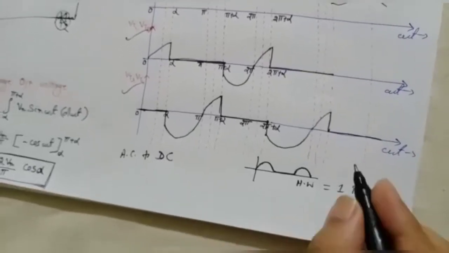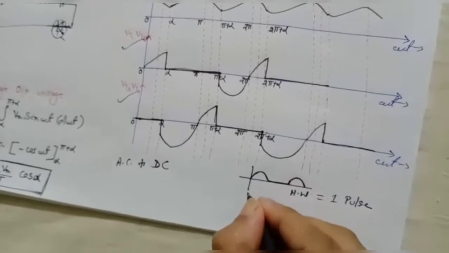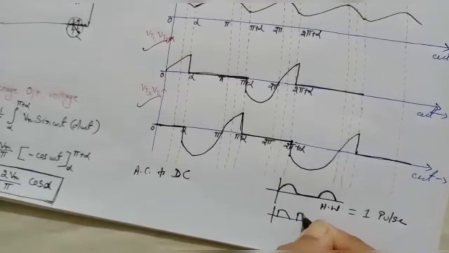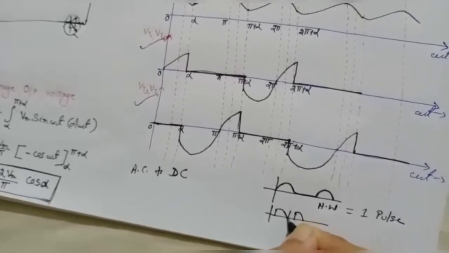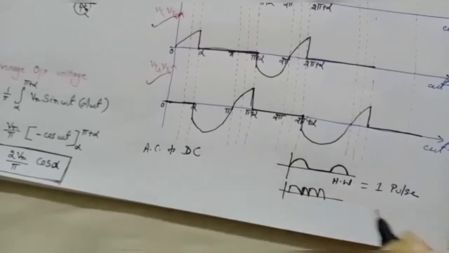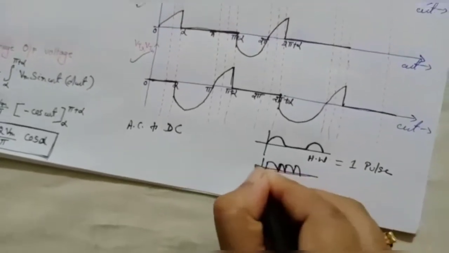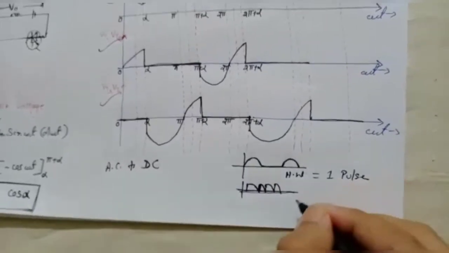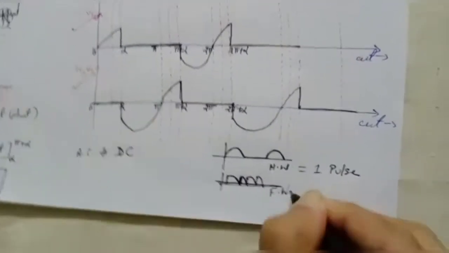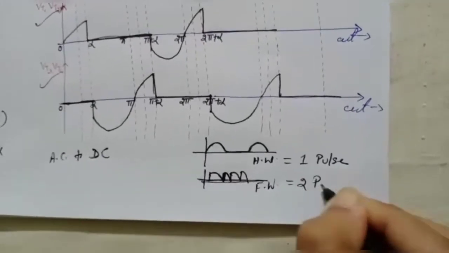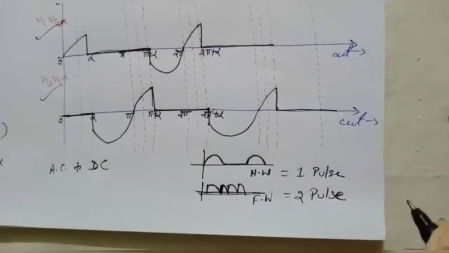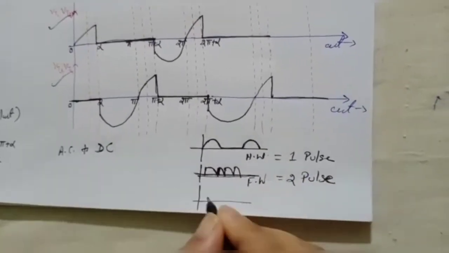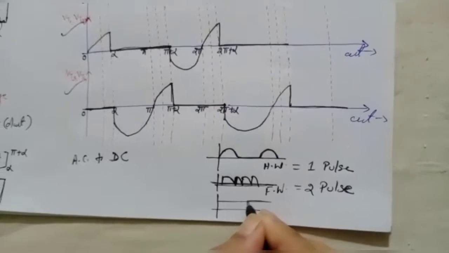But when we go for single phase full wave converter, we are getting the output voltage like this. Means in one cycle of input voltage, we are getting two output voltage pulses. That's why full wave rectifier is known as two pulse converter.